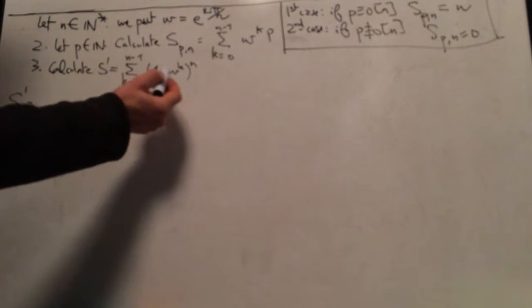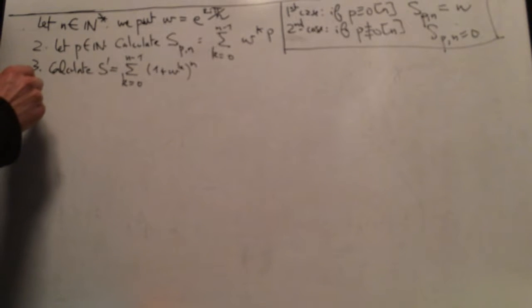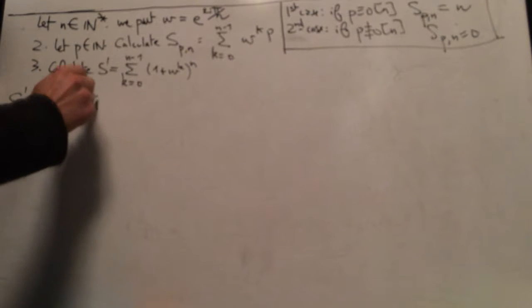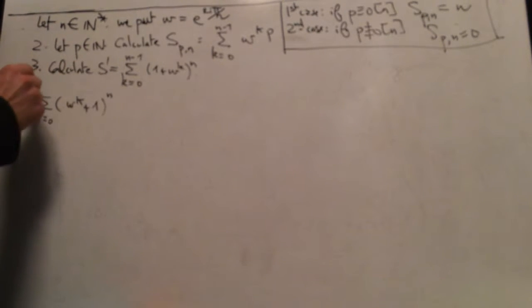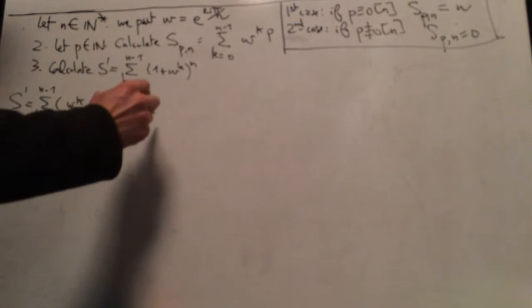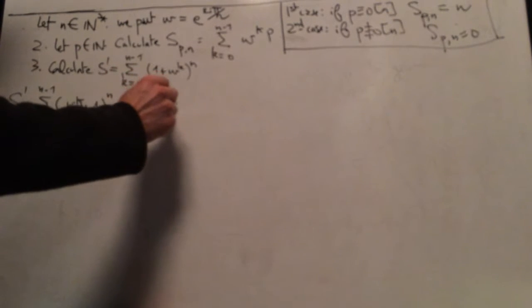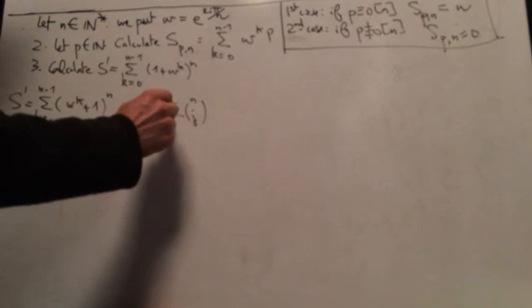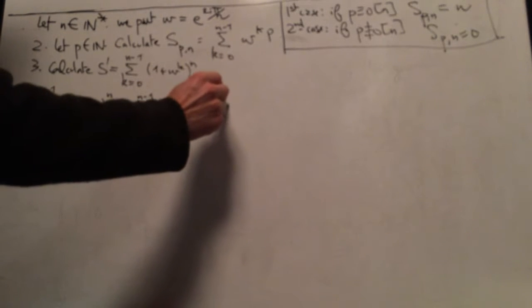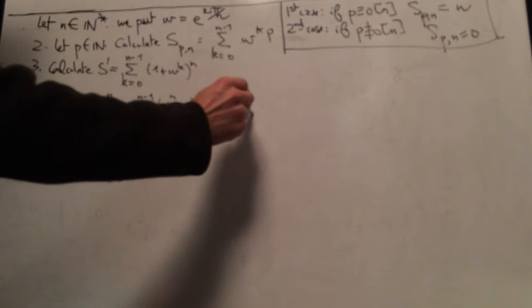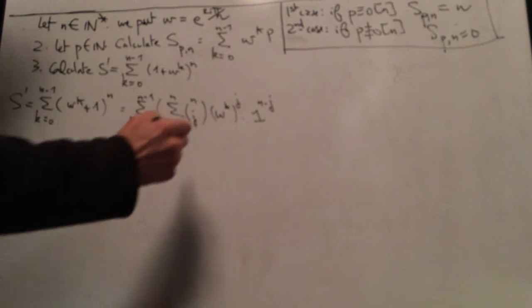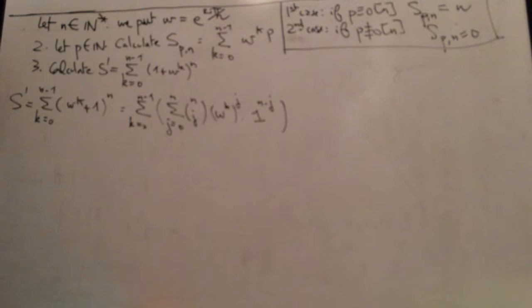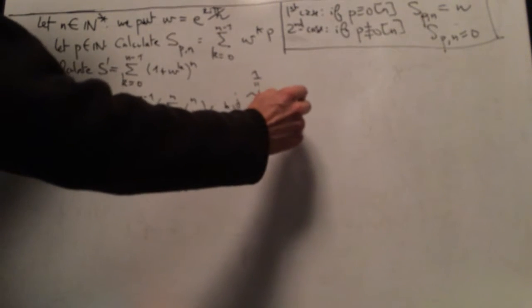So I can write, I can exchange the place here, it will be easier to expand: (w to the power of k plus 1) to the power of n, and k is going from 0 to n minus 1, and I expand. So I get, thanks to the binomial theorem, the sum over j from 0 to n of n choose j, w to the power of k to the power of j, multiplied by 1 to the power of n minus j. This is equal to 1, and I can exchange the two summations.